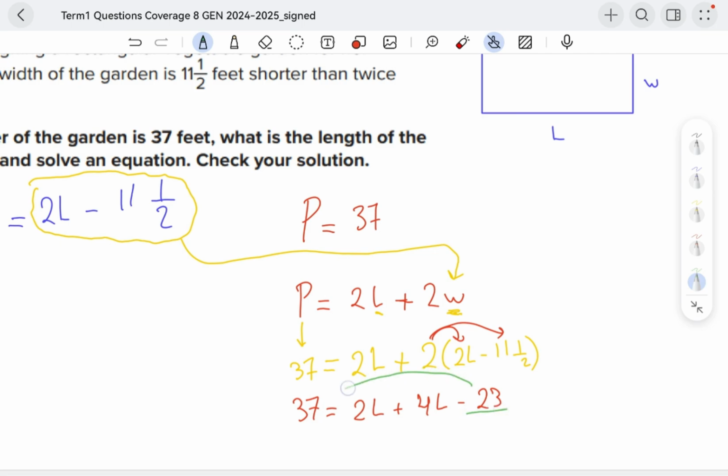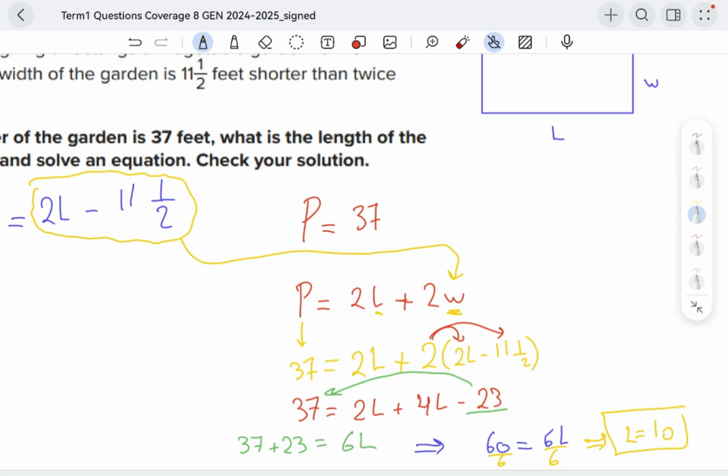The negative 23, we're going to move it to the left. So it will be 37 plus 23 equals 2L plus 4L. This is equal to 6L. Okay, 37 plus 23, this is equal to 60. 60 equals 6L. The last step is to divide by 6. The value for L is 10.